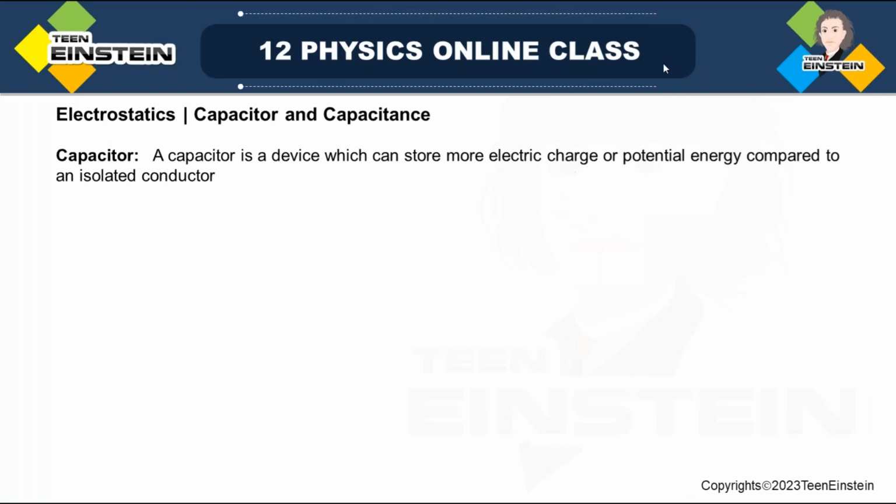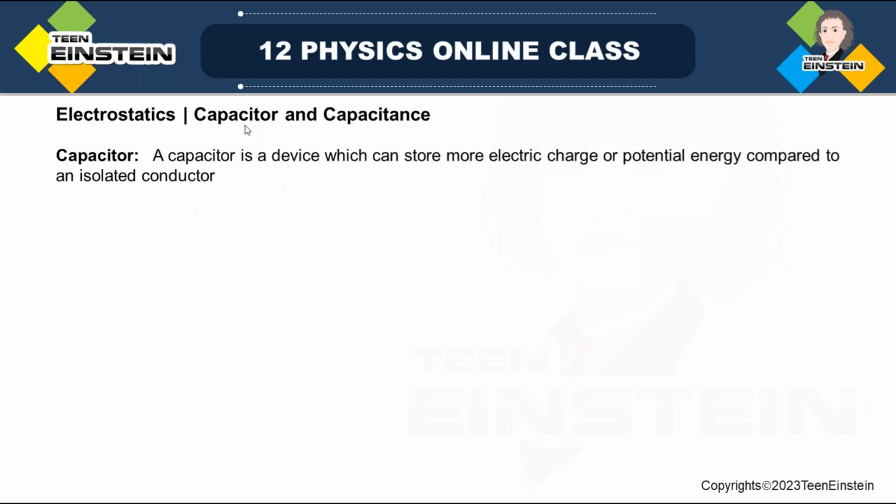Very good evening, students. As you have decided in the last class, we will learn in detail about capacitor and capacitance. So today we will start this chapter, this particular topic in electrostatics, and then we'll actually solve many numerical problems on this particular topic because it is a very important topic for both JEE and NEET exams.